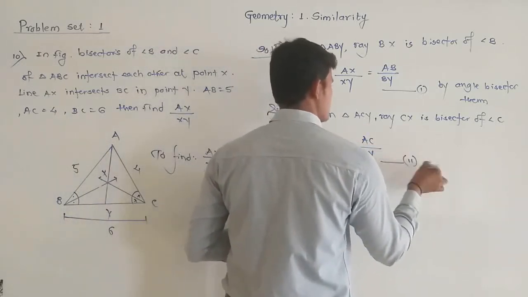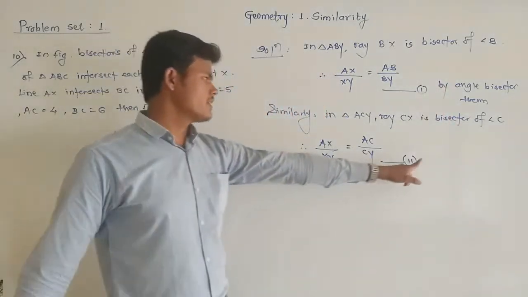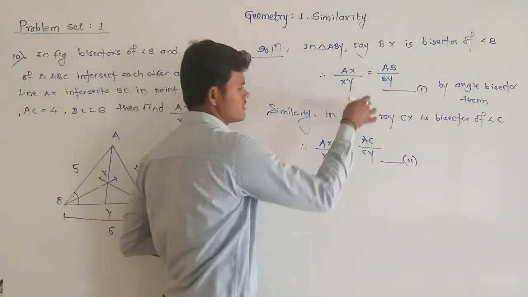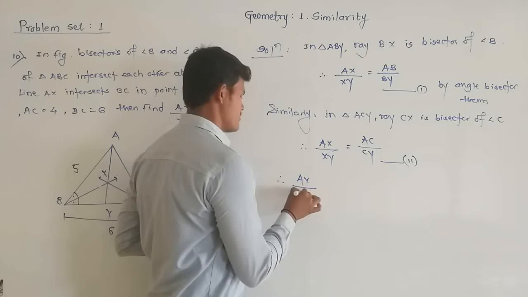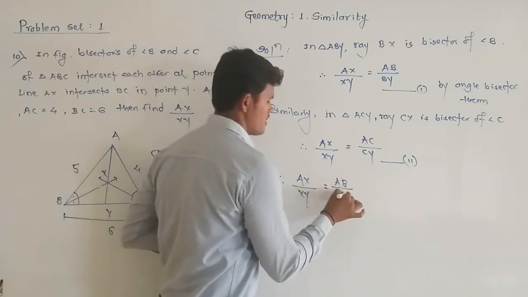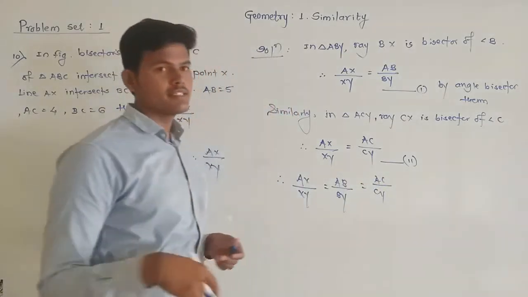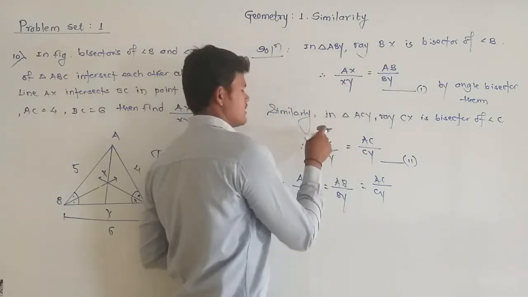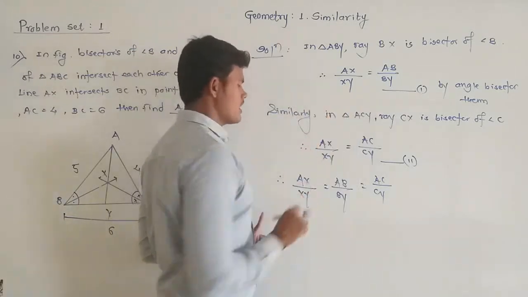Equation number second, by angle bisector theorem. Here it is fine not to write the reason, because we have written it similarly earlier. Okay, so from equation first and second we get AX upon XY is equal to AB upon BY is equal to AC upon CY. By using transitivity property, if AX upon XY is equal to AB upon BY, and AX upon XY is equal to AC upon CY, that means all the three ratios are equal.